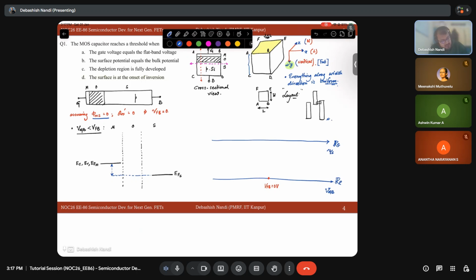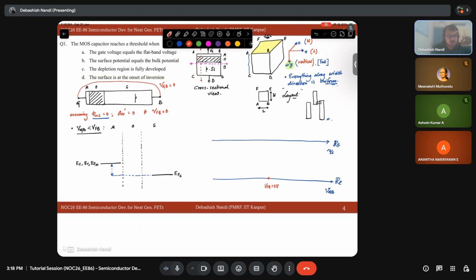So first thing, what if I had these two portions connected? That means what? My VGB is 0, right? Is that clear? If my VGB is 0 and my phi ms is 0, then both the Fermi levels should be on the same line, same level, that we have discussed yesterday.